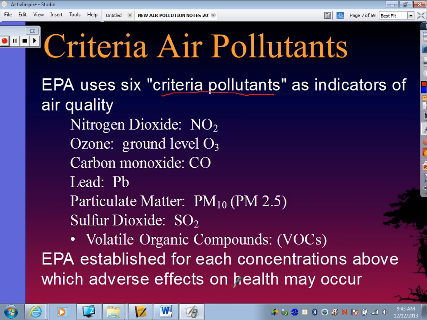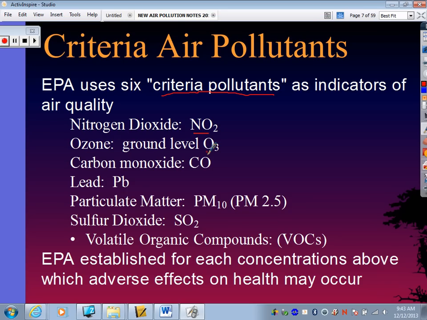Okay, so when we talk about the Clean Air Act in your next set of notes, Clean Air Act is really going to focus on these 6 guys and trying to bring the emissions of these 6 criteria pollutants down. Okay, so the first one is NO2, which is nitrogen dioxide.